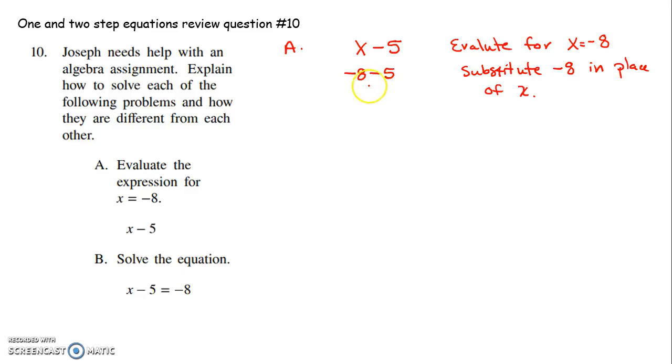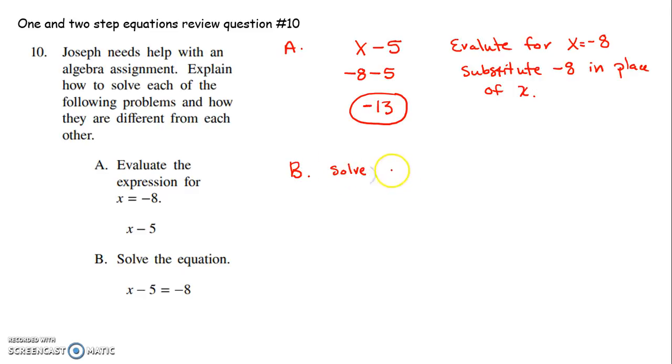Are those signs the same or are those signs different? Those signs are the same. We'll find the sum. We'll keep the sign. 8 and 5 is 13. What do we have more of? We only have negatives running around. So when we simplify this expression, evaluating it for x is negative 8, we find the value of this expression is a negative 13.